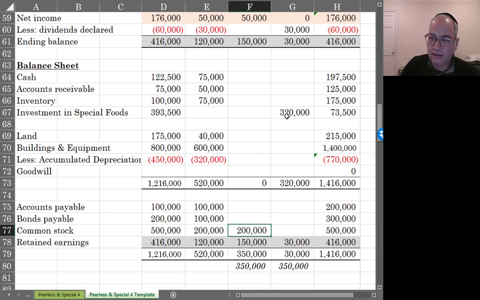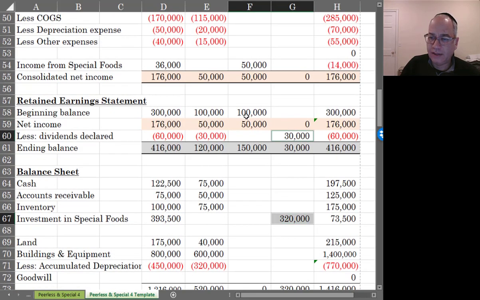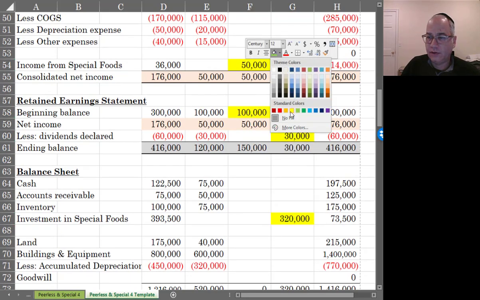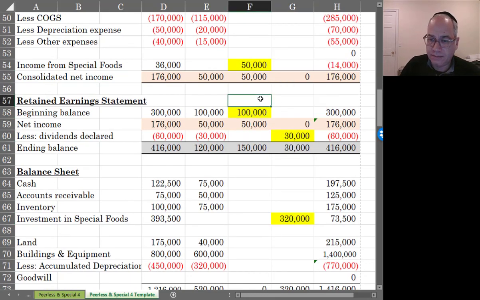And let me highlight all of that. That we call the basic elimination entry or the big elimination entry, and usually you do that first. There you go.